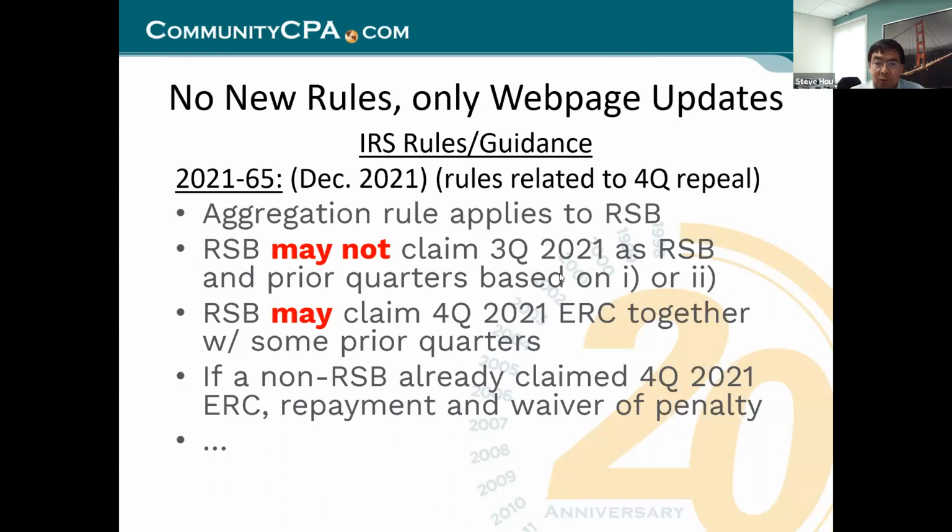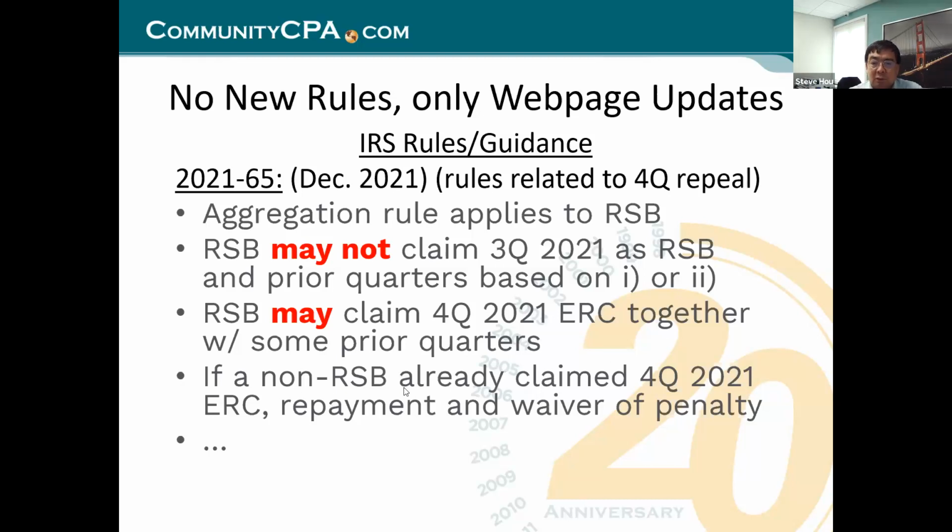Okay, so if you claim third quarter, you cannot claim any prior quarters. And also, because the repeal was almost like a retroactive repeal, the repeal of the fourth quarter, because employers were allowed to claim ERC ahead of time, like an advance claim. So even before you file the fourth quarter payroll report, you could already do an advance claim of the fourth quarter ERC. So in that sense, the repeal was like a retroactive repeal.